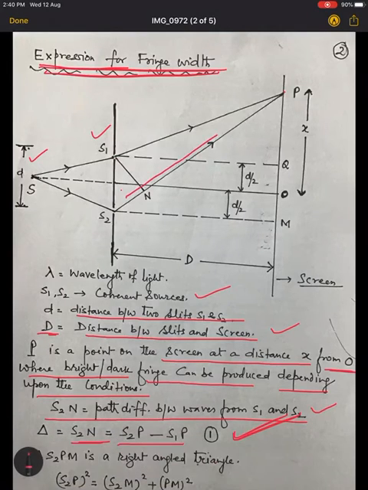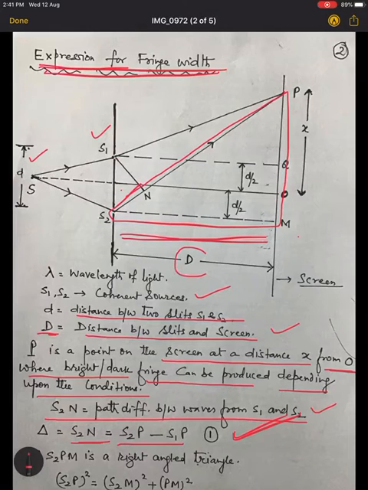the triangle S2PM, this triangle is a right angle triangle, and one can use Pythagoras theorem. So we can write S2P square is PM square plus S2M square. And what is the value of S2M? S2M is D. And what is the value of PM? PM is x plus d by 2.